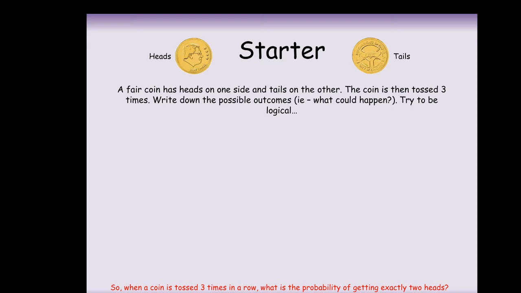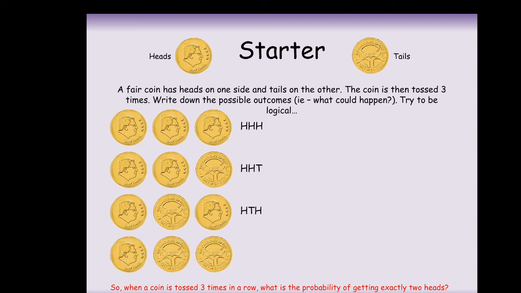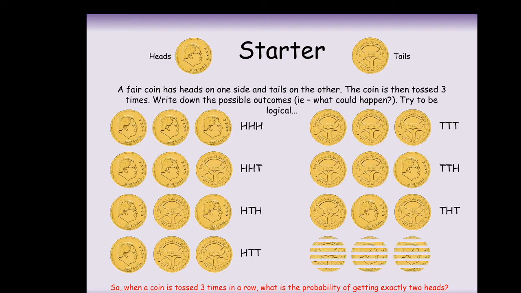Okay, so hopefully you've paused and you've had a go yourself. Let's see if you got the options that I got. So I got first 3 heads: heads, heads, heads. Then heads, heads, tails. Then tails, heads, tails, heads. Then heads, tails, tails. Then tails, tails, tails. Tails, tails, heads. Tails, heads, tails. And finally, tails, heads, heads. So there should be 8 options altogether.